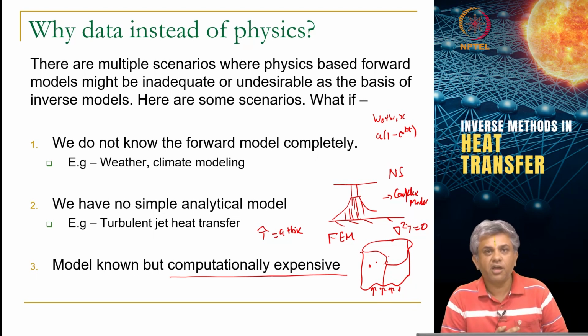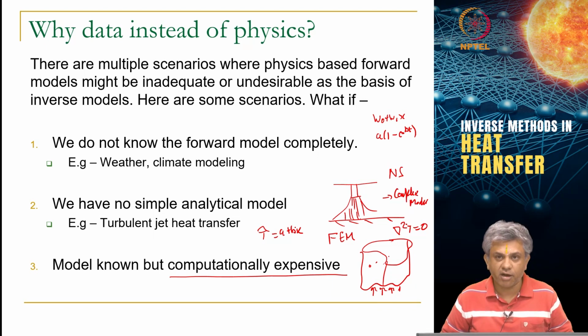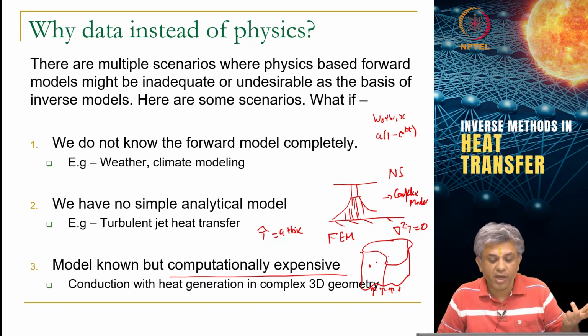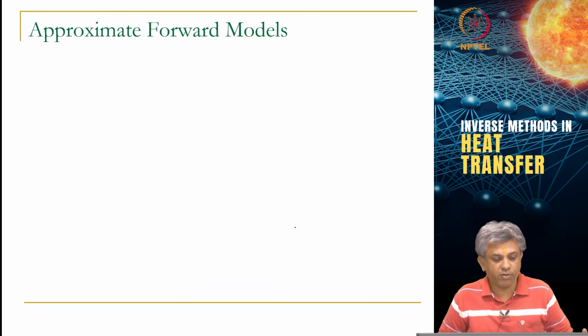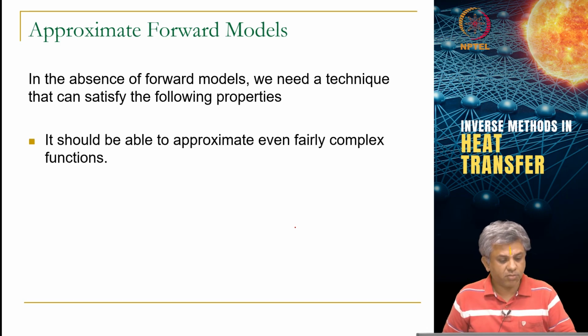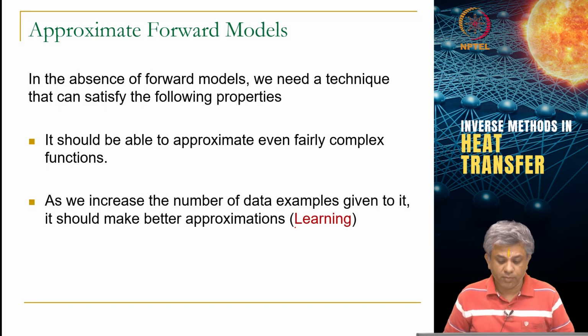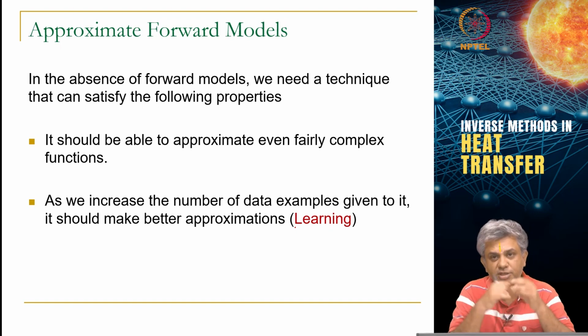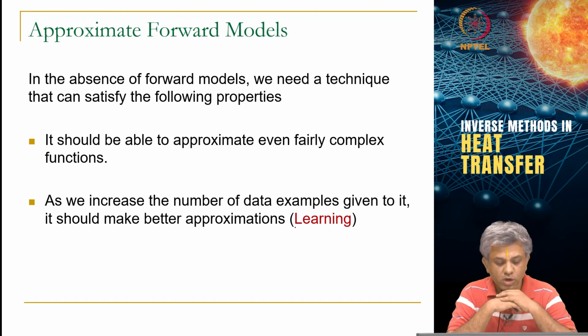The only way you can calculate it is by doing a full computation. In all these cases, we can use prior data, that is, we can do some simulations, some 10,000 simulations or 1,000 simulations say, and collect that data and make what is known as a surrogate model. So, what we have in such cases are approximate forward models. We should be able to approximate even fairly complex functions. This is desirable. As we increase the number of examples, it should be able to make better approximations. This is a key thing which leads to machine learning.